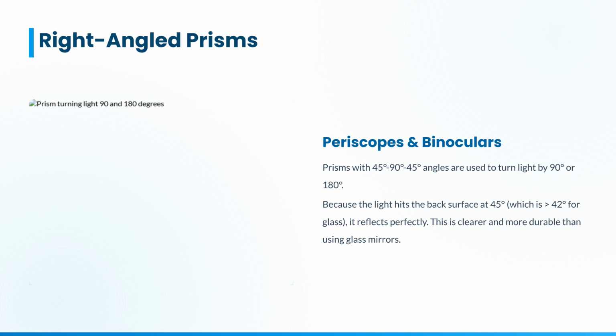Right-angled prisms are commonly used to turn light by 90 or 180 degrees. Because the light hits the back surface at an angle greater than the critical angle for glass, it reflects perfectly, offering higher clarity and durability than a standard mirror.